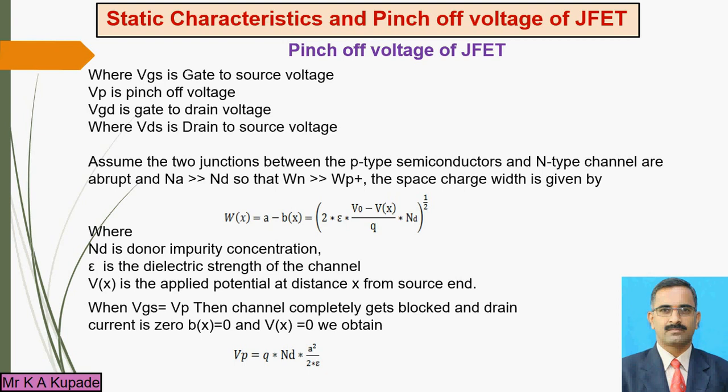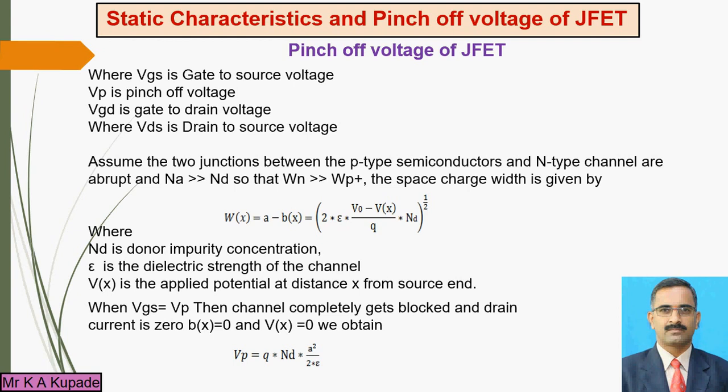So here Na and Nd mean the number of electron acceptors and the number of electron donors. That situation may be like this: Na is very much higher than Nd. That means the acceptors are greater, and whatever the space width for that particular channel is, for the n region Wn is greater than Wp. Likewise, it is the situation.